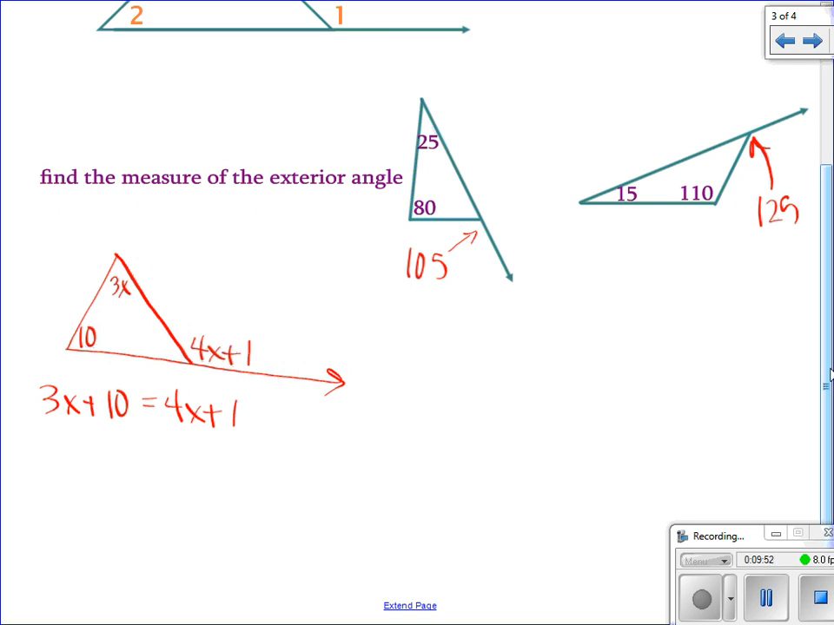Questions on that? That will always work for setting it up. X would equal 9. Yes. So it ends up working. You don't get a decimal. That was good. Okay, we ready for the last page?